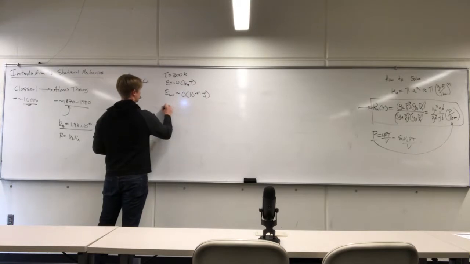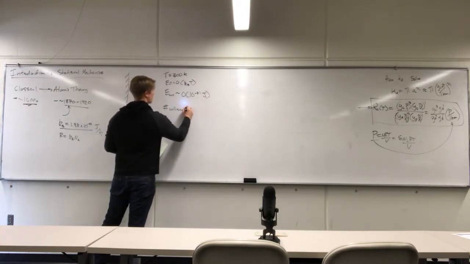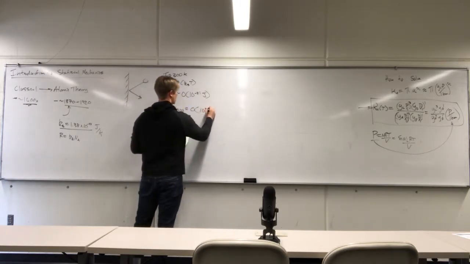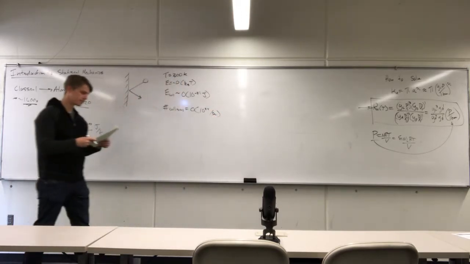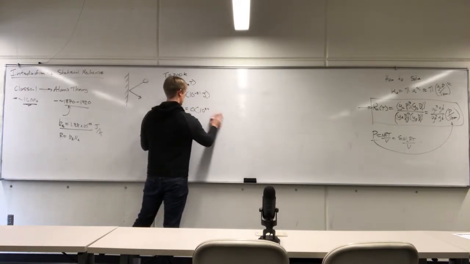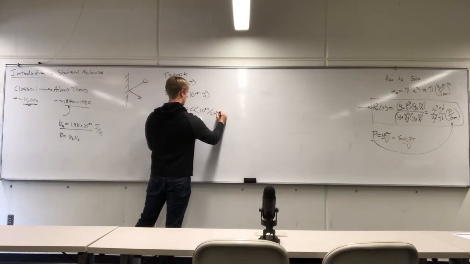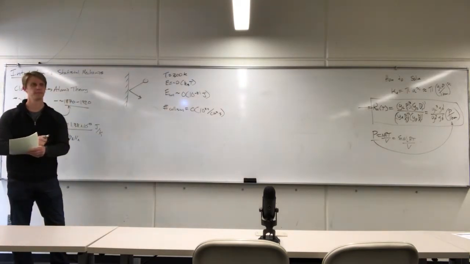However, the number of collisions is on the order of 10 to the 24 per second. No, this is actually per centimeter, so let me get these right. This is 10 to the 24 per centimeter squared per second. So it's a large amount of collisions.